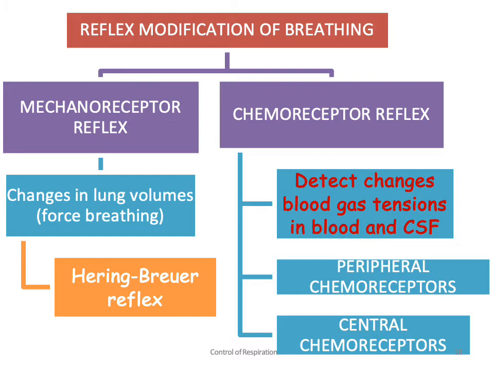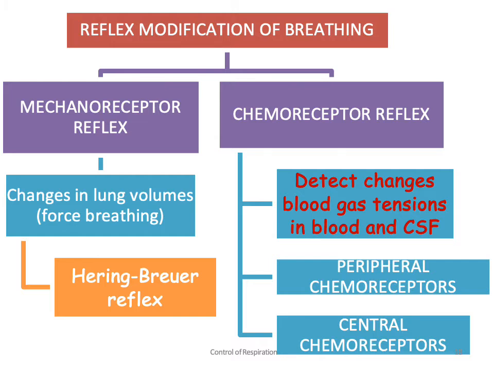So the mechanoreceptor reflex is a reflex that is activated when there are changes in the lung volumes. Therefore, there are two types of mechanoreceptor reflex, which are the Hering-Breuer inflation reflex, and the second one is the Hering-Breuer deflation reflex.